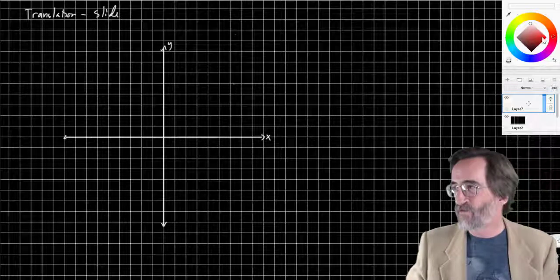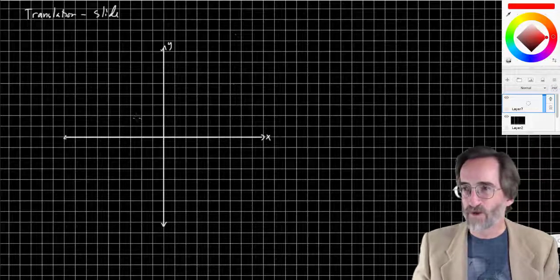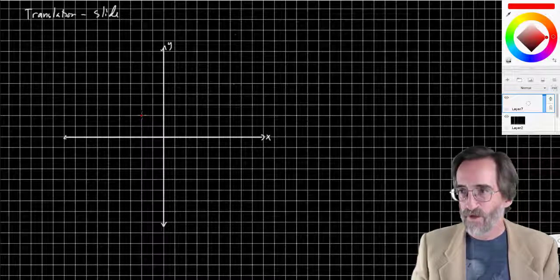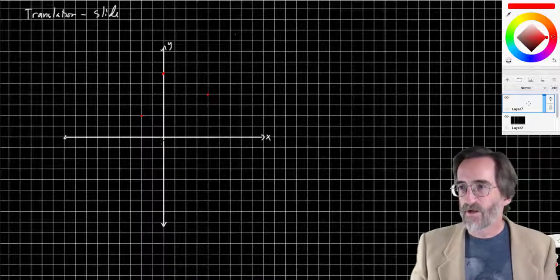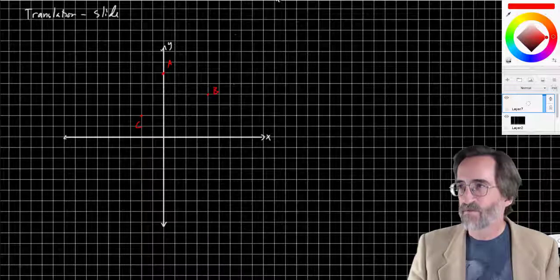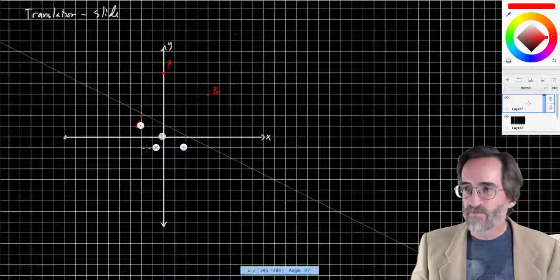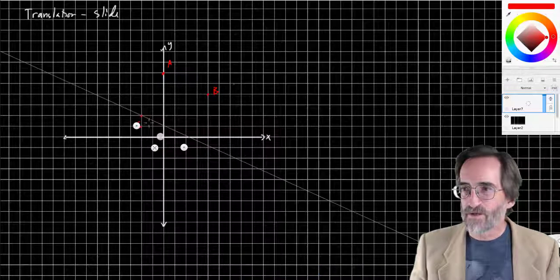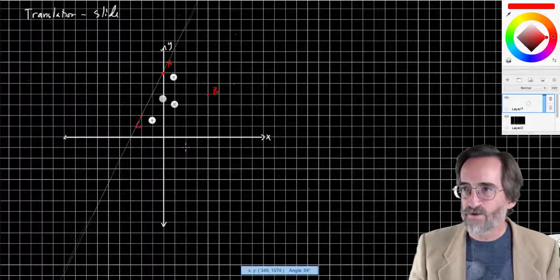So I'm going to graph a point or a shape on here. I'm going to graph a triangle. Okay, so here's my triangle. Okay, and I'm going to label the points A, B, and C. Okay, and let's indicate the coordinates of each of those points.